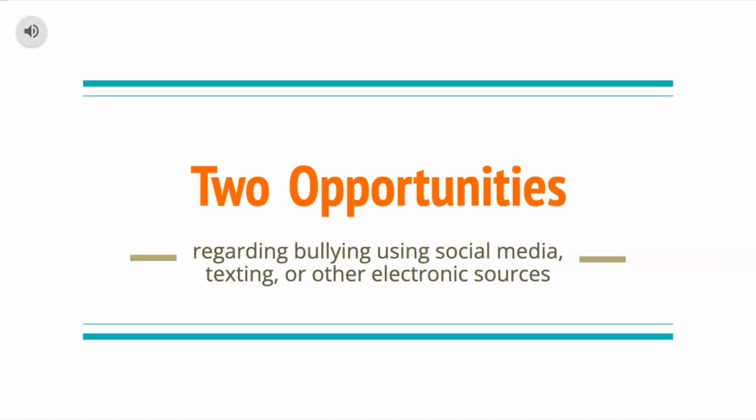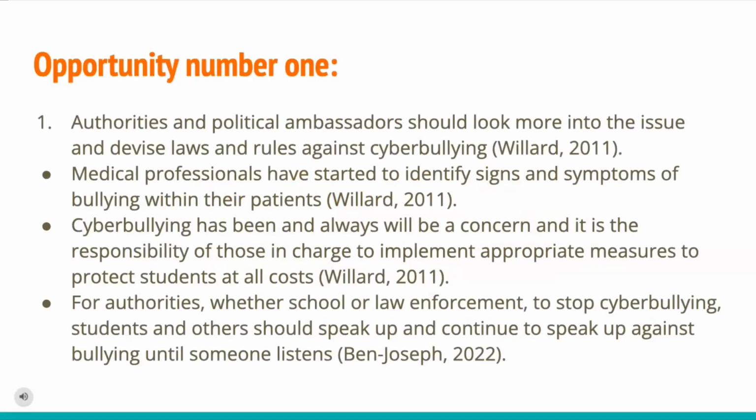Two opportunities regarding bullying using social media, texting, or other electronic sources. Opportunity number 1. Authorities and political ambassadors should look more into the issue and devise laws and rules against cyberbullying. Medical professionals have started to identify signs and symptoms of bullying within their patients. Cyberbullying has been and always will be a concern, and it is the responsibility of those in charge to implement appropriate measures to protect students at all costs. For authorities, whether school or law enforcement, to stop cyberbullying, students and others should speak up and continue to speak up against bullying until someone listens.